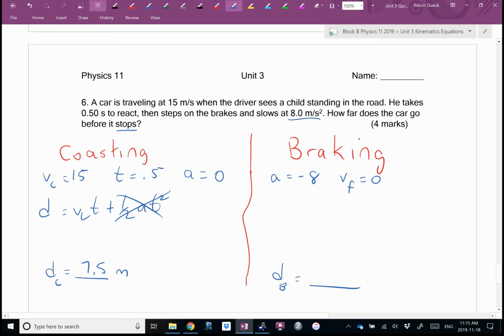On the right, what was my acceleration here? How fast was I going at the beginning? How fast am I going at the end? And so how fast am I going at the end? 15. Right? Is that okay? Speed hasn't changed. So what's my initial speed when I started to brake? Still 15, yes.